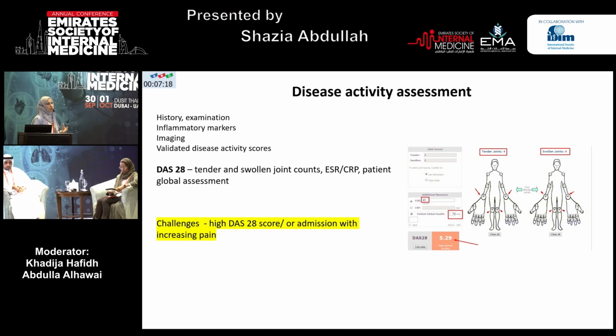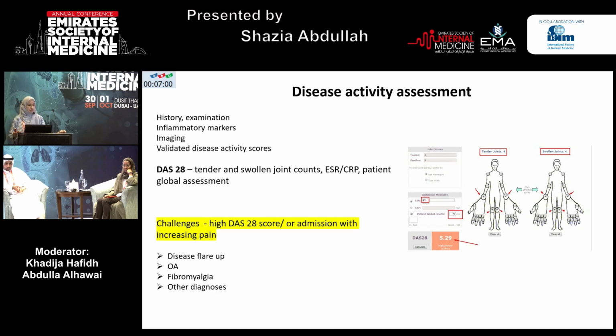Now, if a patient comes with a high DAS28 score, or you have an admission on the medical ward with a lot of pain in a patient who has rheumatoid arthritis, the question is always, is this a true flare-up of the disease, or are we dealing with something else? This is a challenge that we face as rheumatologists on a day-to-day basis, and I'm sure you can recall such patients on your wards as well.